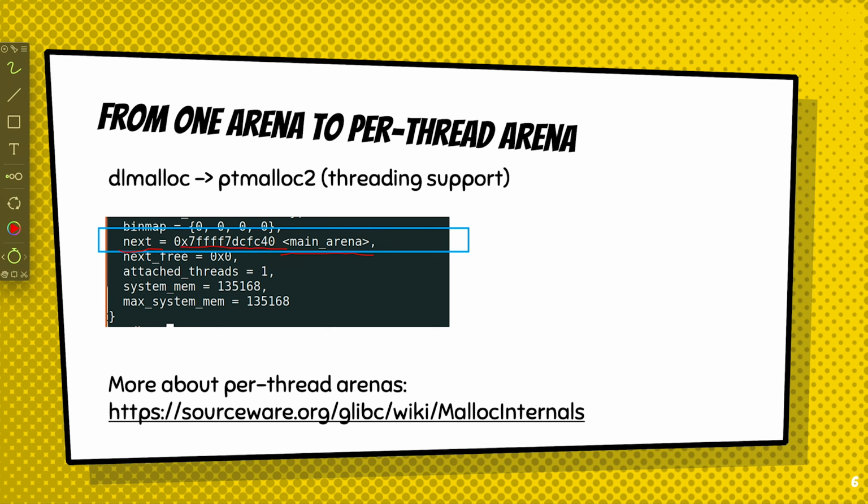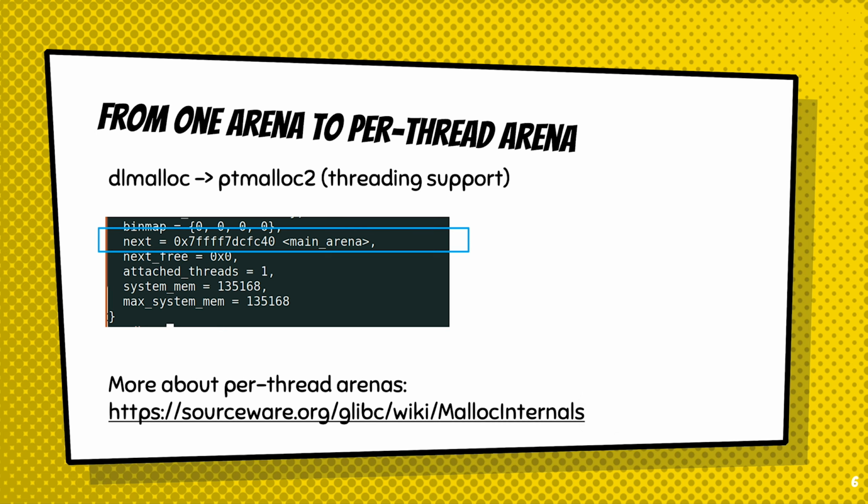For more about per-thread arenas, I recommend you look into this link, which is a wiki about the malloc internals for glibc. You can also just Google per-thread arenas, and you will get a lot of information which is useful for you to understand in depth. In our class, we're going to focus on only one thread. So we're only going to have one arena throughout the security setup in our course.